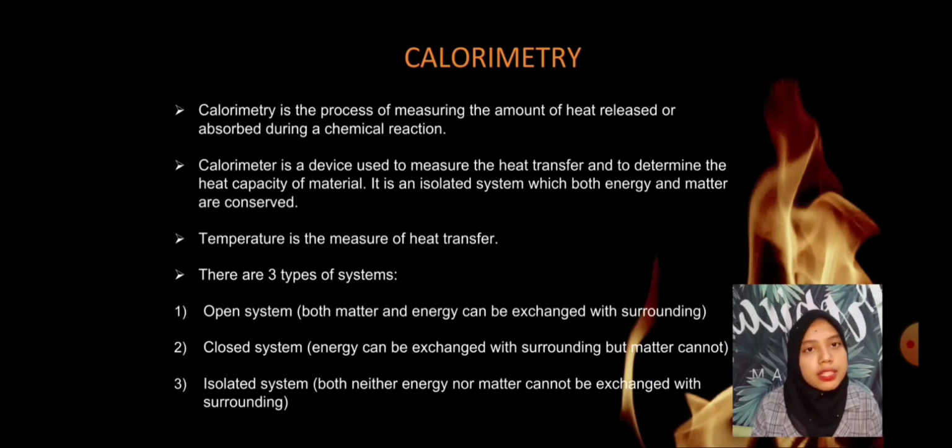So basically there are three types of system, which are open system, closed system, and also isolated system. An open system is the condition in which both matter and energy can be exchanged with the surroundings. A closed system is the situation where energy can be exchanged while matter cannot be exchanged with the surroundings. And the third one is the isolated system, in which neither energy nor matter can be exchanged with the surroundings.